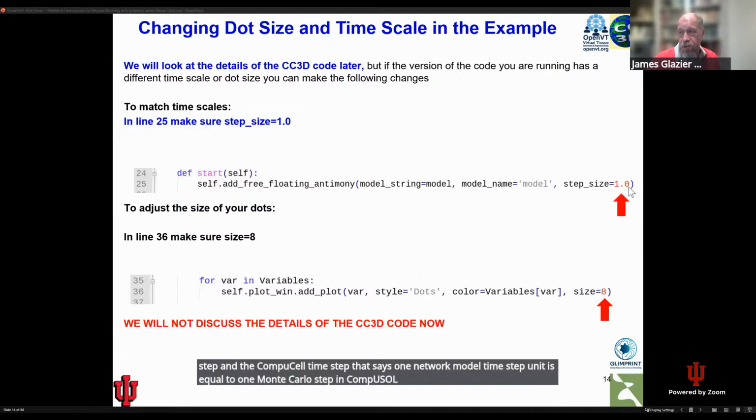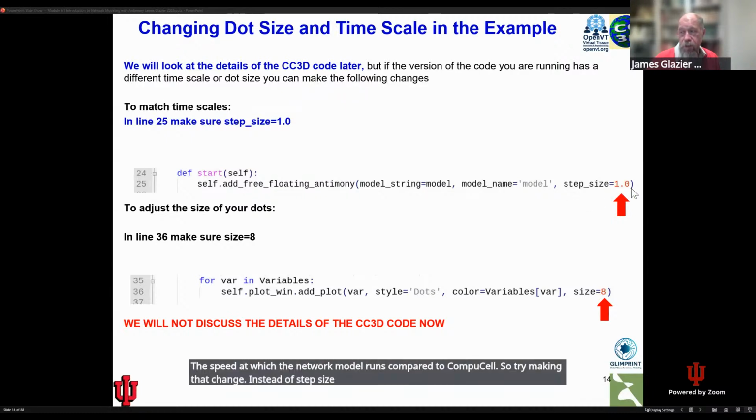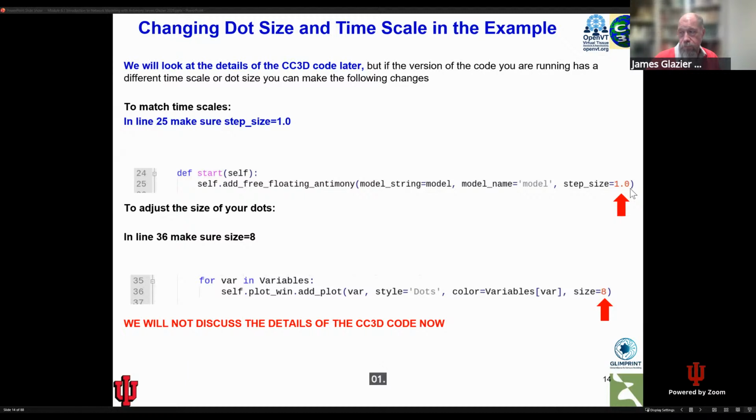If we make the step size 0.1, then we're going to slow down the speed at which the network model runs compared to CompuCell. So try making that change. Instead of step size equals 1.0, make it 0.01. Sorry, not 0.01, that'd be 100-fold, 0.1.